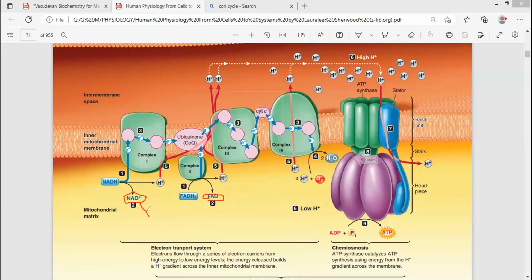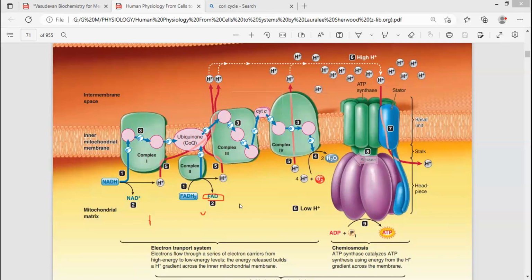Now this one goes back to glycolysis, this one goes back to the Krebs cycle. NAD can also go back to the Krebs cycle. We will be reusing these things. So in short, the NADH and the FADH2 come to this system to give up their electrons, then they go back to where they are found, that is in glycolysis and in the TCA cycle.